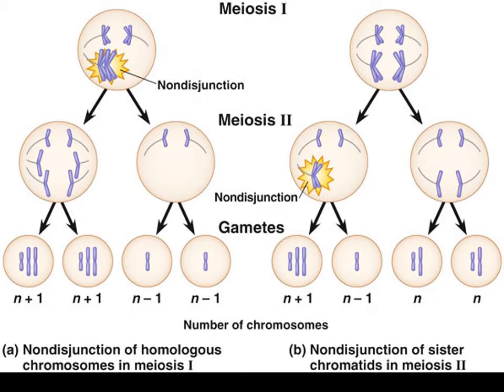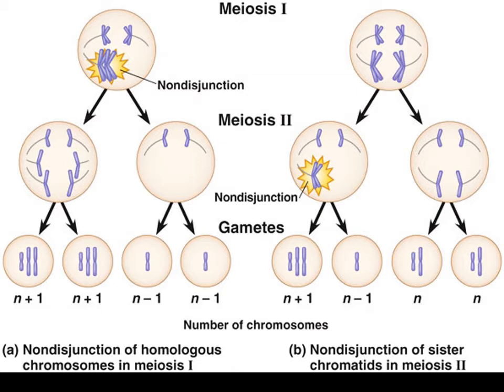So here's a picture of the non-disjunctions, and the animation showed us this first one over here, where my tetrad did not separate, my little couples here, my homologous chromosomes. And so this guy should have 2 chromosomes. This guy's got 3, these guys have 1 pair, and so every single chromosome is messed up. They have an extra one, these are missing one.